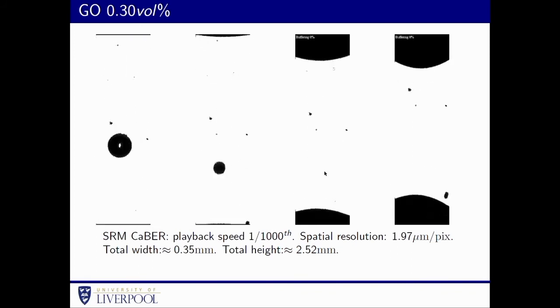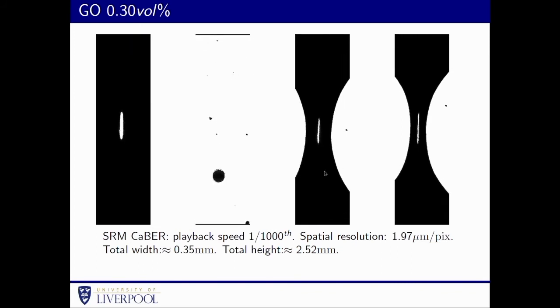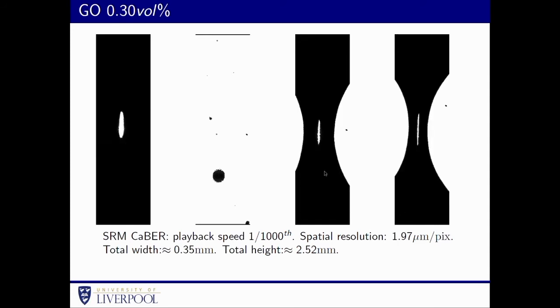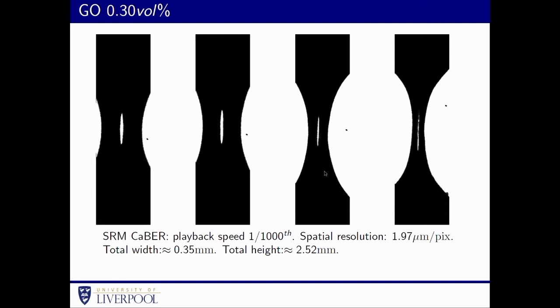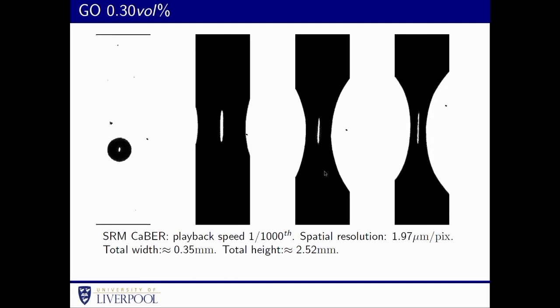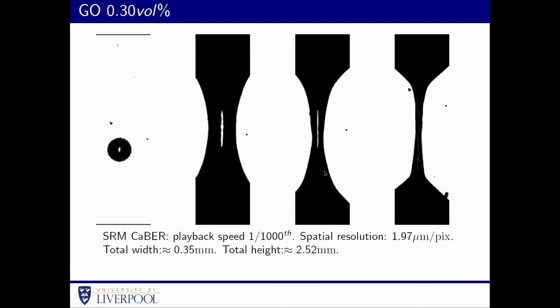So this, we think, might be due to local concentration fluctuations, and it also may be down to the nature of the graphene oxide flakes being anisotropic. So it's not like it's spheres held in solution. So there may be something going on there, but we haven't quite resolved that yet.